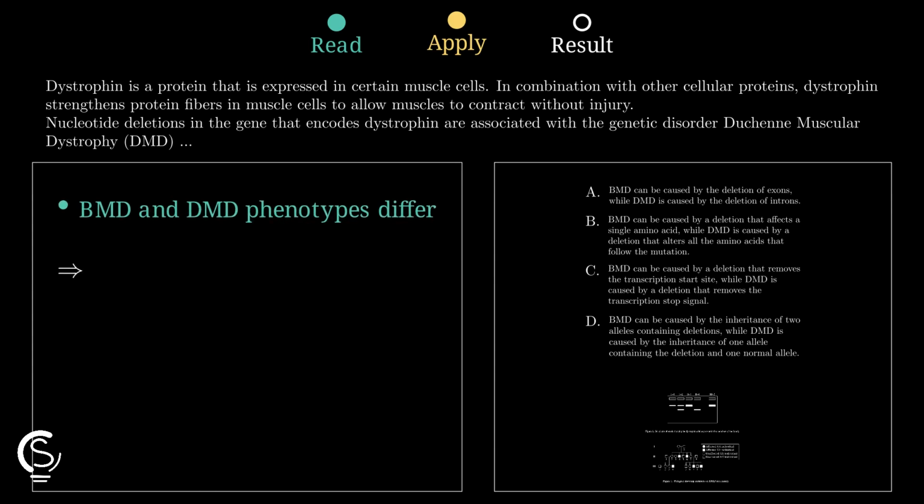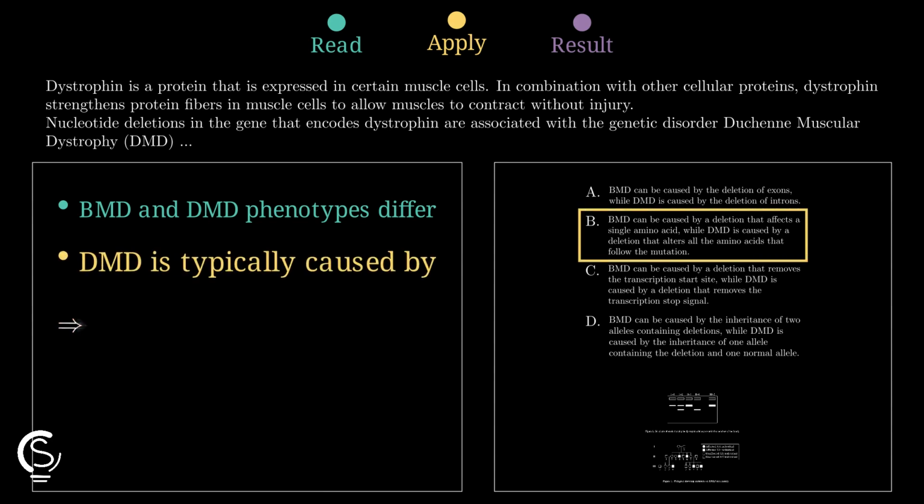That points to a frameshift idea. If a deletion changes the reading frame, every amino acid after the mutation can change, usually destroying the whole protein, which matches the severe DMD phenotype. If the deletion affects only one amino acid, the reading frame can stay intact, so some dystrophin still works.